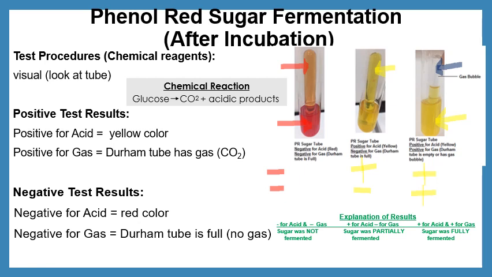Our explanation: that means the bacteria possess the enzymes to fully ferment the sugar. And by fermenting or metabolizing that sugar, it was able to produce acid and gas.